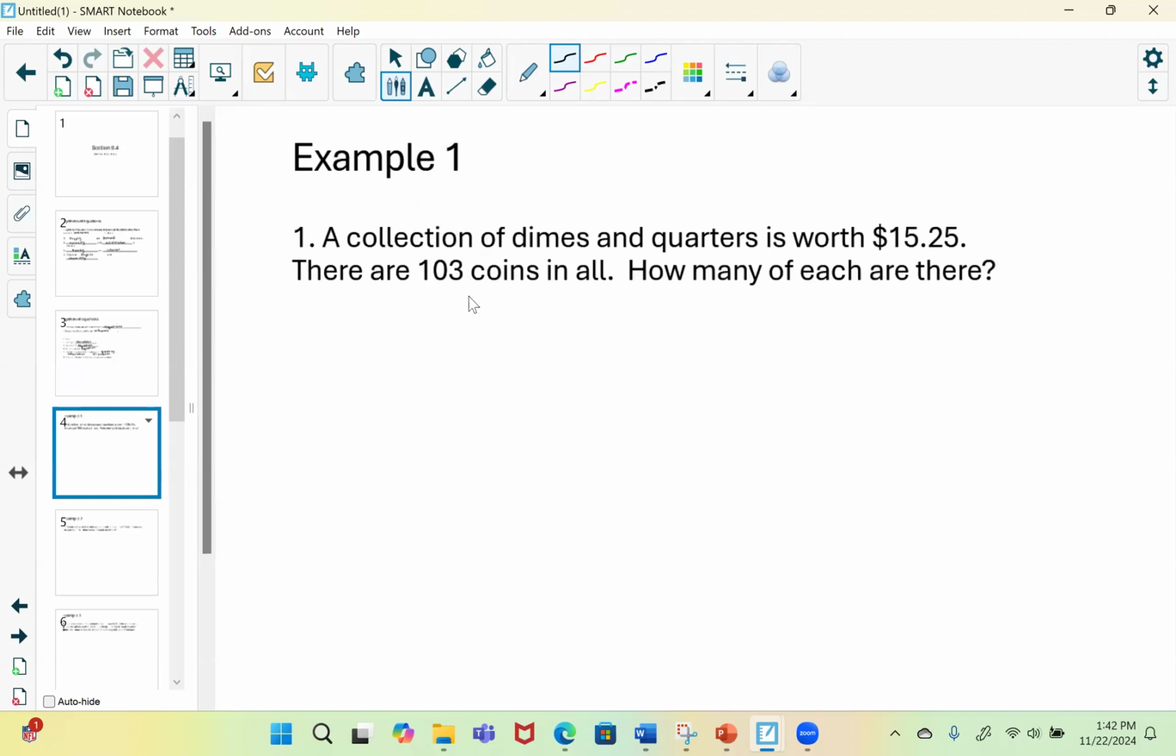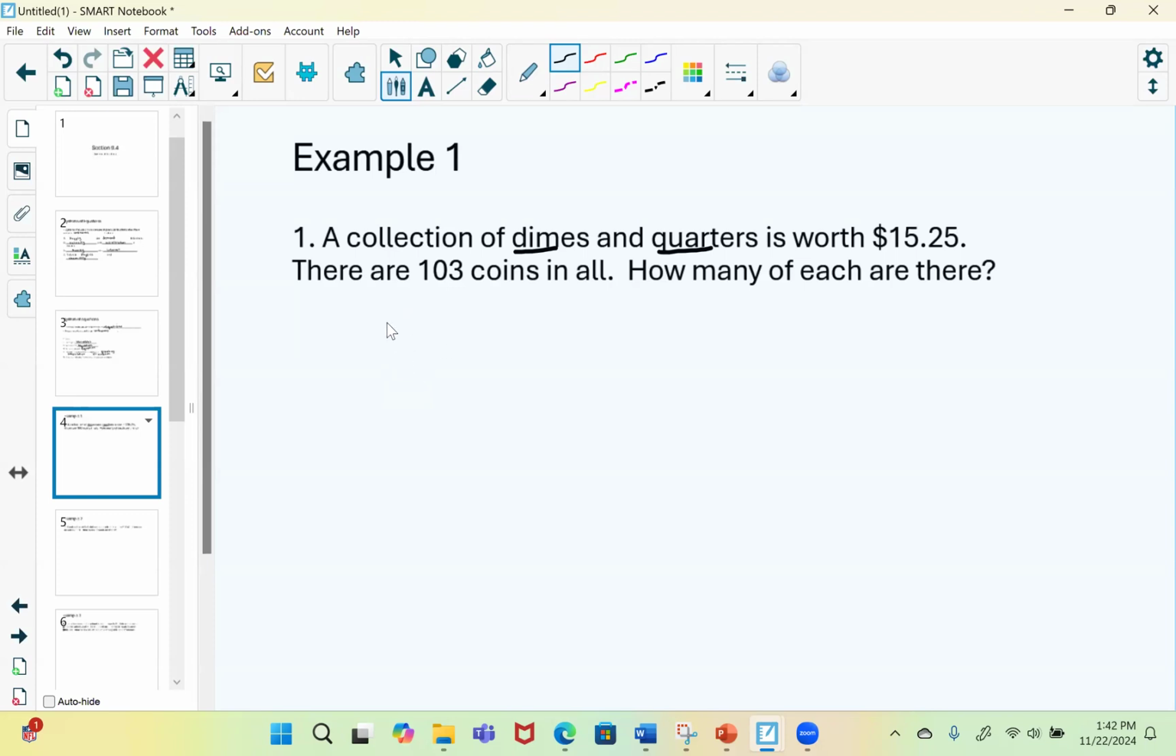So I picked examples that match up with the types that are on the homework. So the first one is a collection of dimes and quarters is worth $15.25. There's 103 coins in all. How many of each are there? Okay. So we're trying to find how many dimes and quarters. And you can use X and Y, or you can use letters to indicate dimes and quarters.